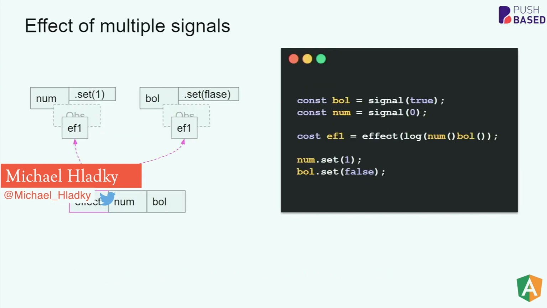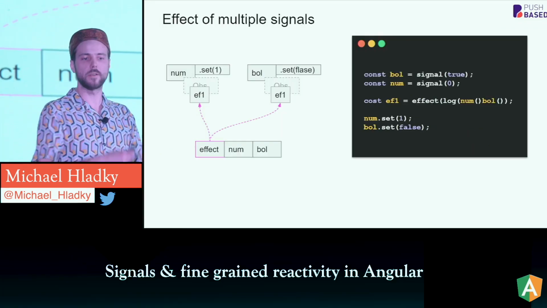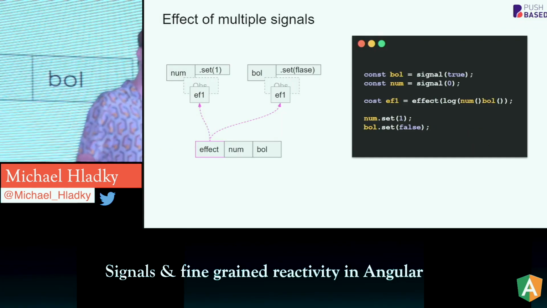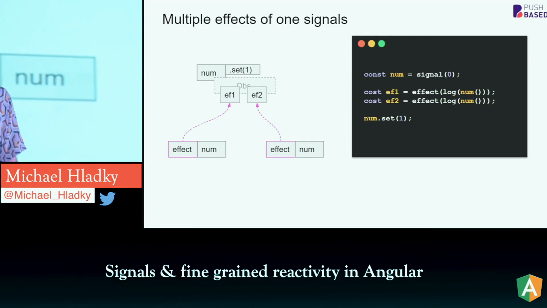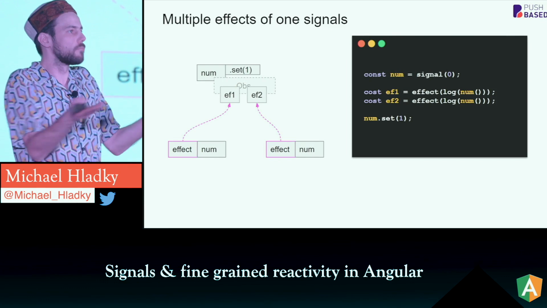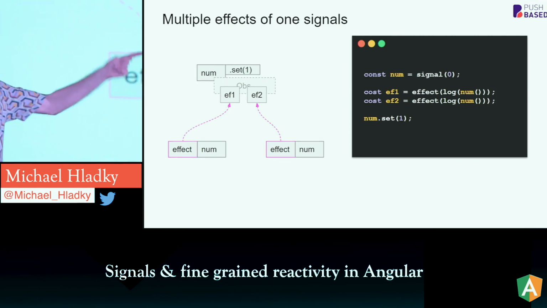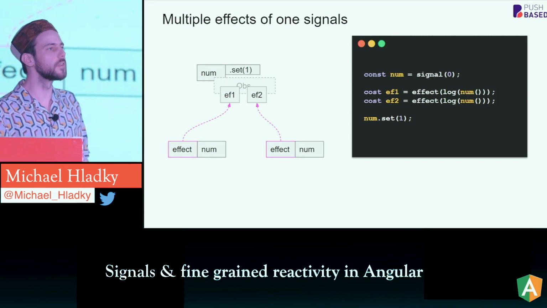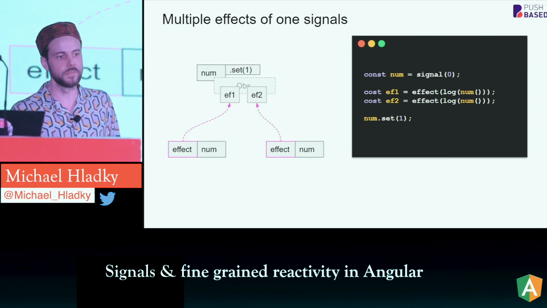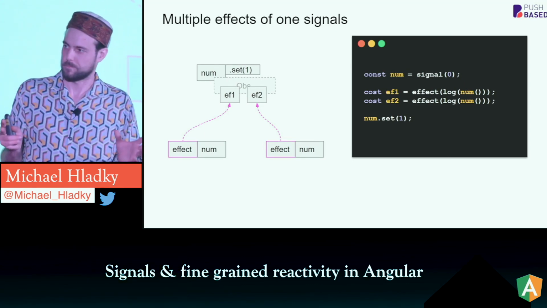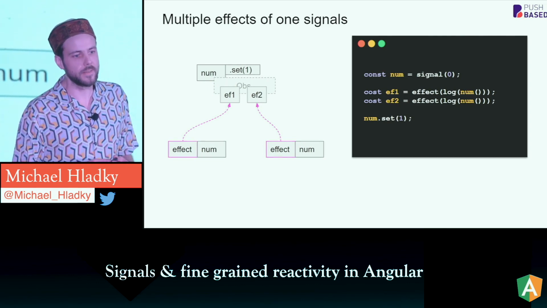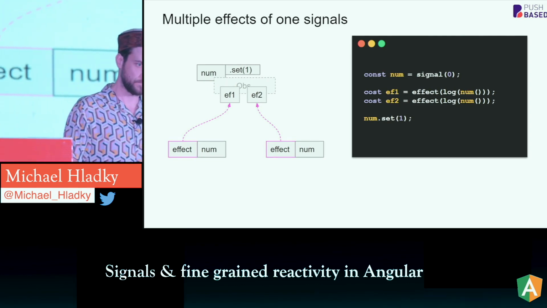I can have an effect depending on two different signals. Easy, right? I just have two getters in my effect. I can have two effects depending on the same signal, then this same signal has two dependents, two observers that it will notify when I set this one signal, and those effects will get executed. This is basically the general idea of an effect.